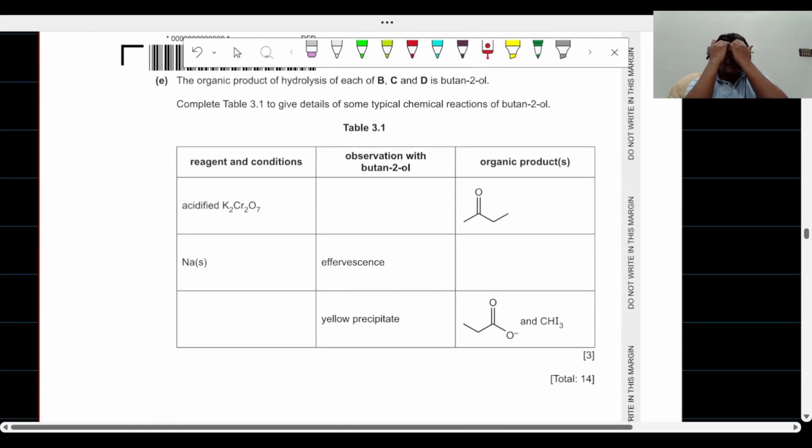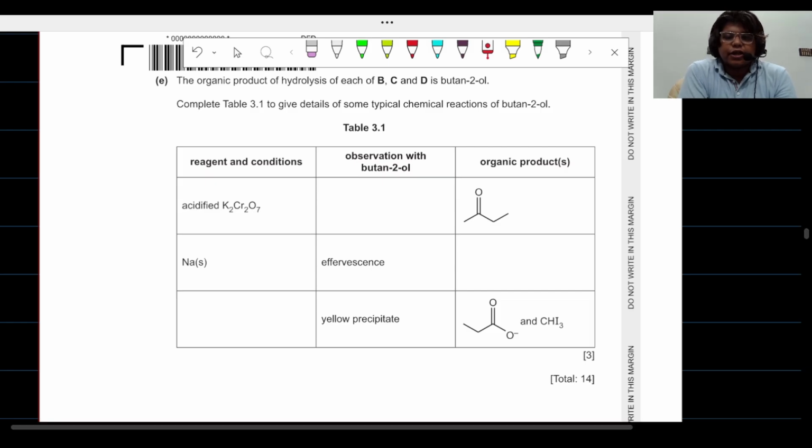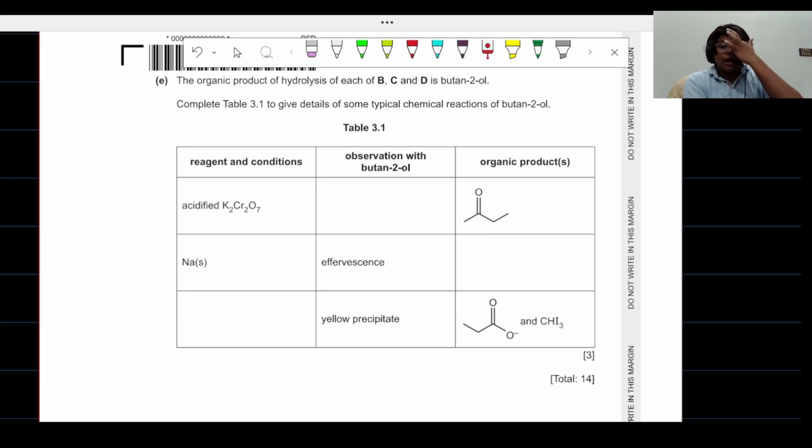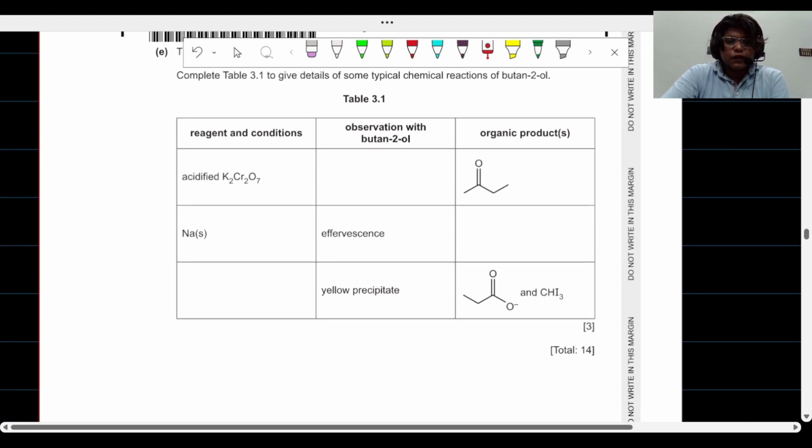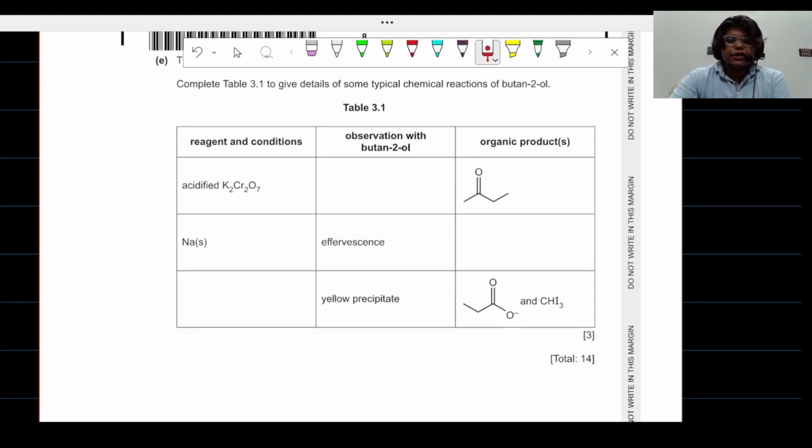All right. Then in part E, we have a synthesis. We have some organic product, right? We are doing hydrolysis of each, right? The organic product of the hydrolysis of each of B, C, and D is butan-2-ol, right? So we need to complete the table, and the table shows some typical chemical reactions of butan-2-ol. So if we react butan-2-ol with potassium chromate, so first we need to see what butan-2-ol is. We know the organic product that we would get is a ketone.